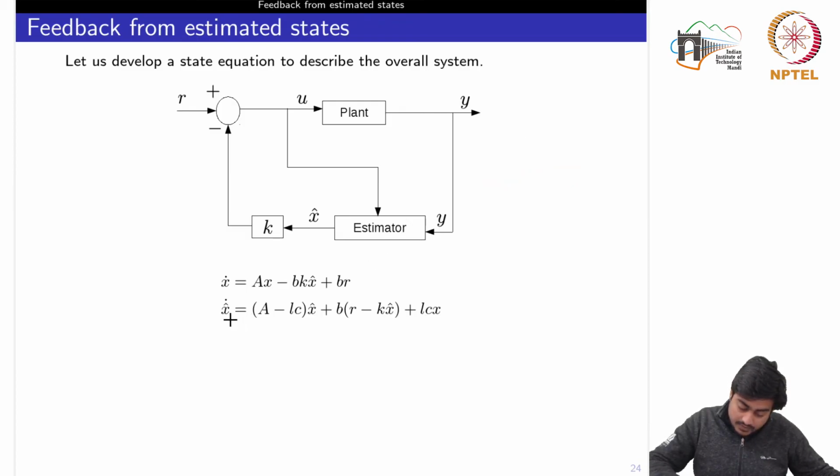Now seeing the second equation, which is basically the estimator, where we have x hat dot equals A minus LC x hat plus Bu. Here we have also replaced u by r minus K x hat, and the last term is Ly, or we can write y as Cx. Okay, so you can see this is the plant plus controller, and this one is your estimator.